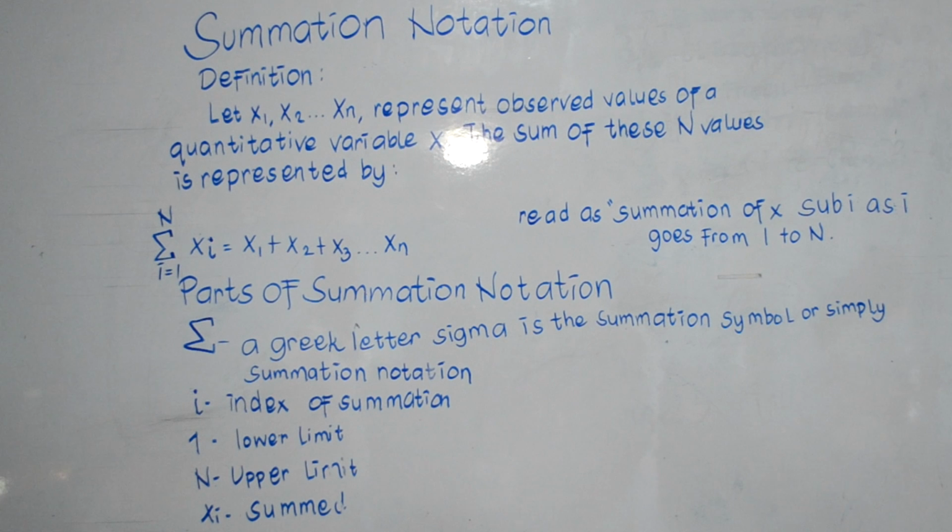Parts of summation notation. The Greek letter sigma is the summation symbol or simply summation notation. I means index of summation, 1 means lower limit, n means upper limit, and x sub I means sum.